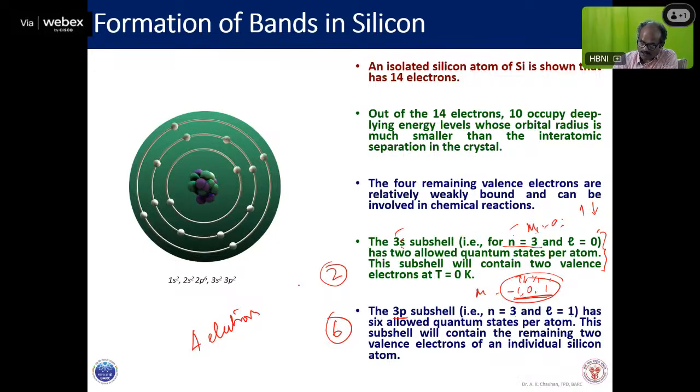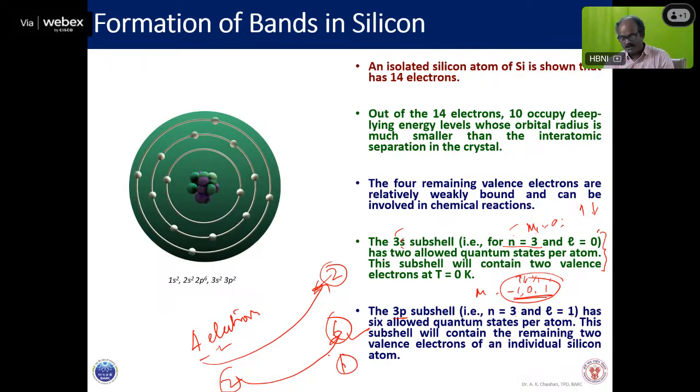What will happen? s has lower energy, so 2 electrons will be taken by s, and now 2 electrons are left. These 2 electrons will go into p. So p has space for 6, but it has only 2. So 4 are vacant.